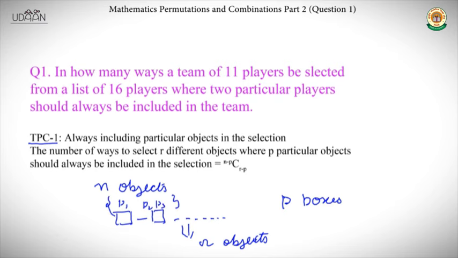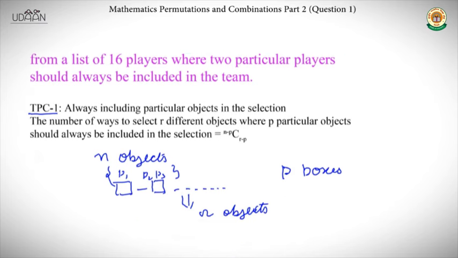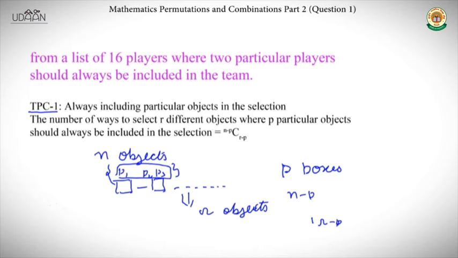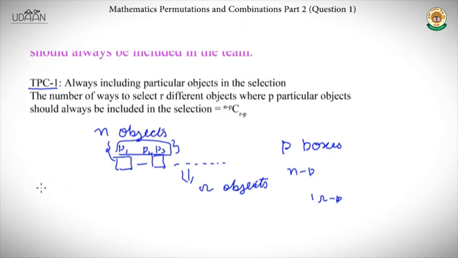So basically, our problem is reduced to the part that out of the remaining n minus p boxes, we have to select r minus p boxes. Because p have already been chosen. And since we are choosing, the fact that those will permute among themselves does not matter. In this question, we are talking about the selection part. So it doesn't matter what happens inside those. We just have to select them. So the question is reduced to selecting r minus p objects from the remaining n minus p objects.